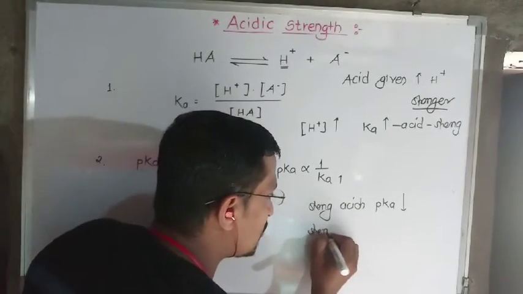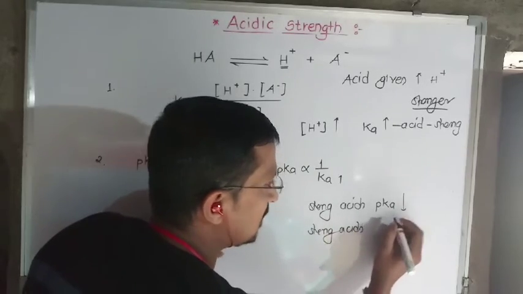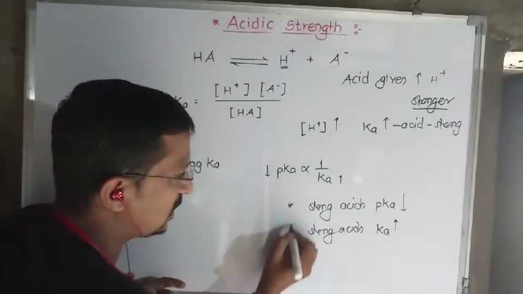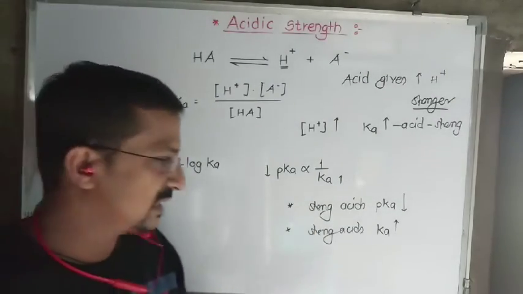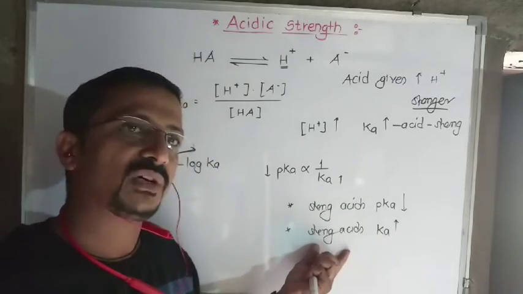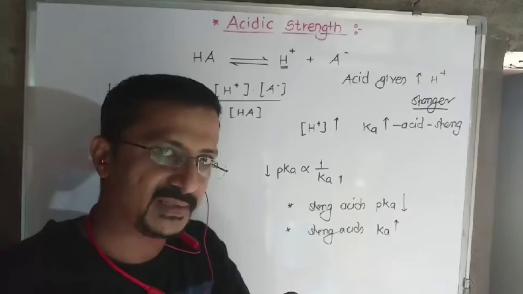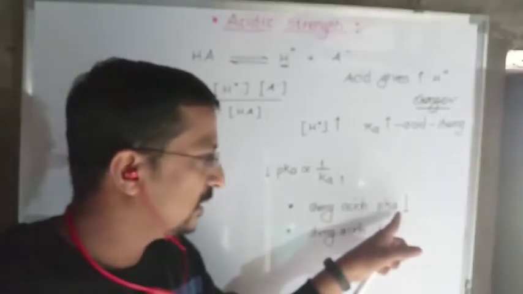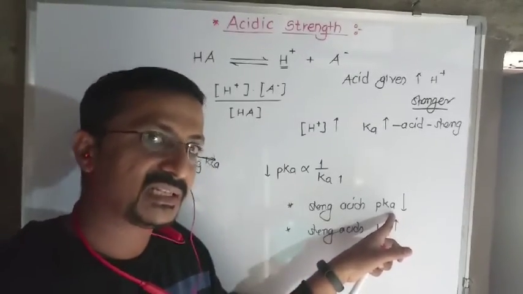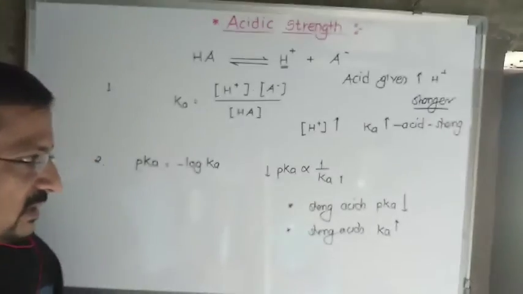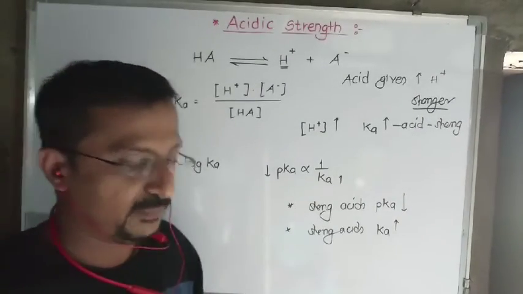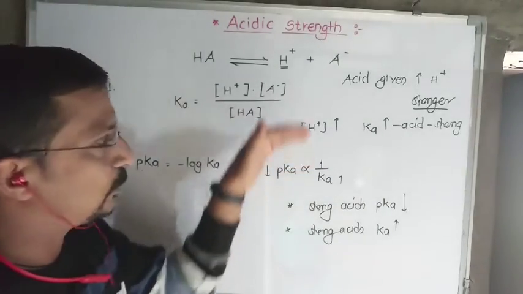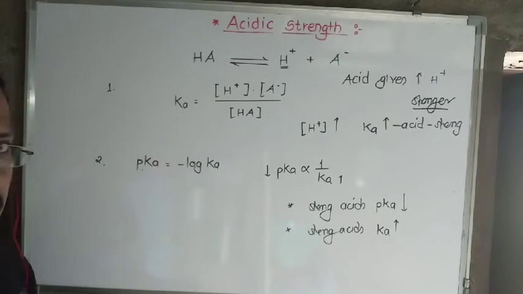And similarly, for strong acids the Ka value will be more. So if Ka value is more, it will be a strong acid. And if pKa is given for different acids, and they ask to arrange the following acids in increasing or decreasing order of their acidity, then the acid whose pKa value is less is considered to be the stronger one. Now, this is about the scales to represent the acidity of acids, Ka and pKa, isn't it?